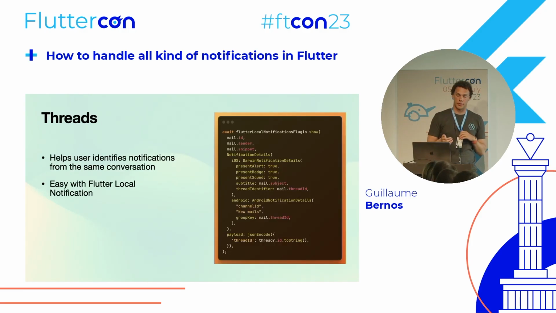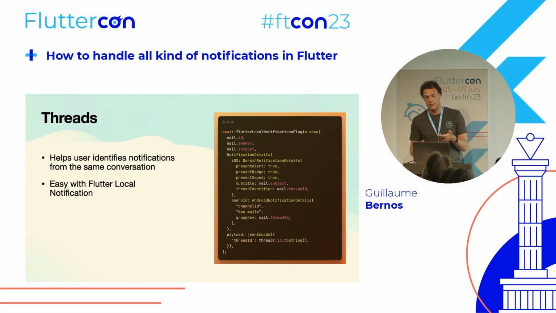And then you can also create threads, which is also really useful for creating contacts, or for receiving messages from your contacts, stuff like that. So it's really easy with Flutter local notification as well. So as you can see here, in my notification details, I can customize each platform. So I will have a Darwin notification details for iOS and macOS. And for Android, I will have Android notification details.